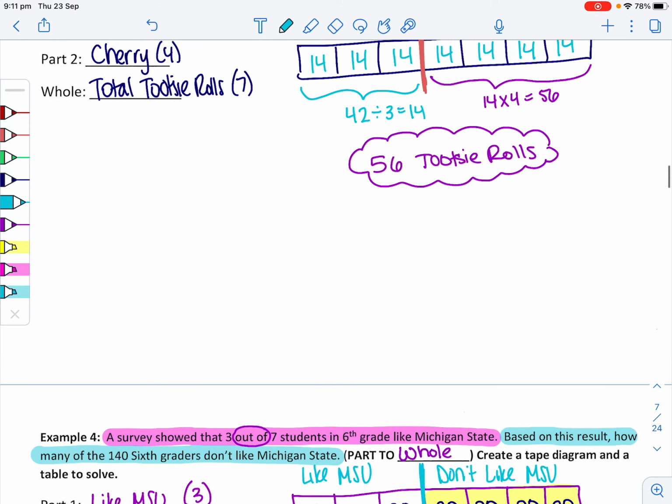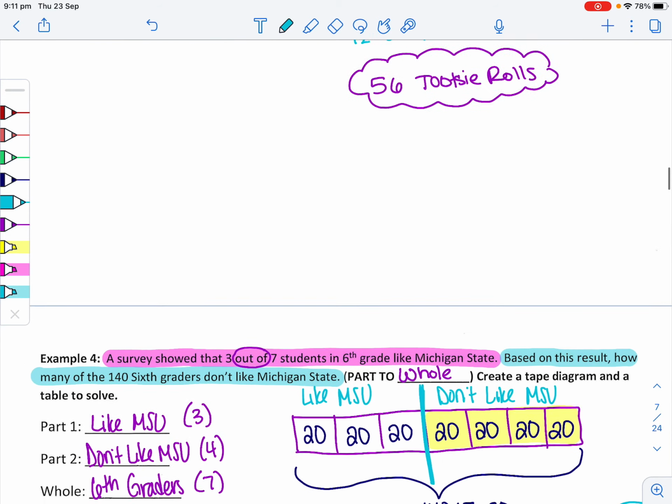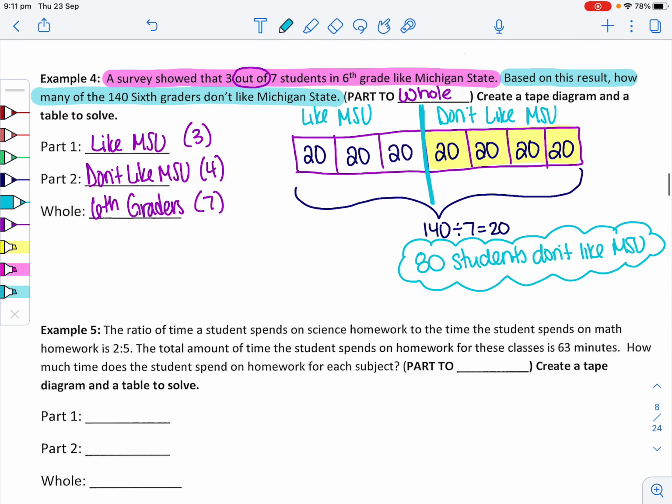So in this first one, example 3, it was a part to part, and you were given one of the parts. In this one, it's a part to part, and you were given the whole. Or sorry, this is a part to whole, and you were given the whole. Okay. I'm going to do one more. In this next one, it is a part to part relationship, and we are given one of the parts again. Or sorry, we were given the whole this time.